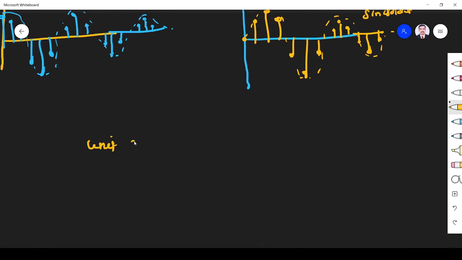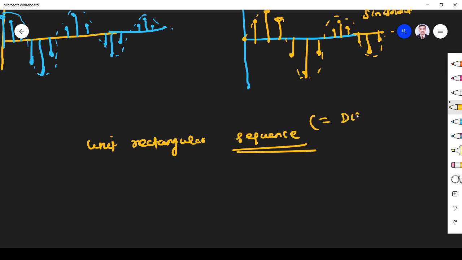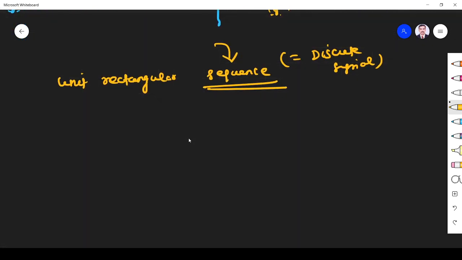Like we have a continuous rectangular signal, here we have a rectangular sequence. Sequence is nothing but, in the discrete domain, the signal is called a sequence. Sequence is nothing but a discrete signal. It is not continuous, so we don't use signal, but you can use them interchangeably. Sequence is specifically used for discrete signals, because it has a finite number of samples. But you can use signal also, no issue.